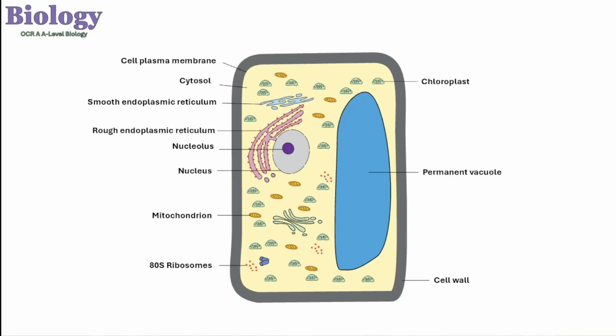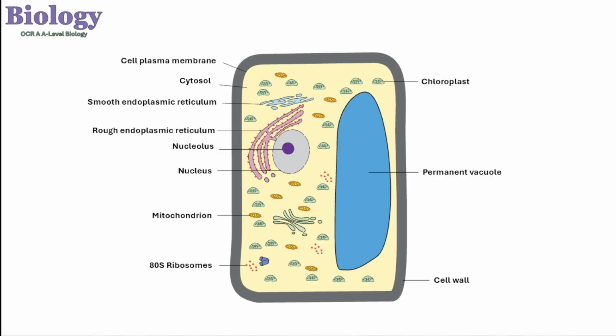So the first thing I want to look at are plant cells. We know that plant cells are eukaryotic, meaning that they contain linear DNA associated with histone proteins, have membrane-bound organelles and 80S ribosomes. However, they also have additional features that distinguish them from other eukaryotic cells such as animals, fungi and protists. So what are these features?